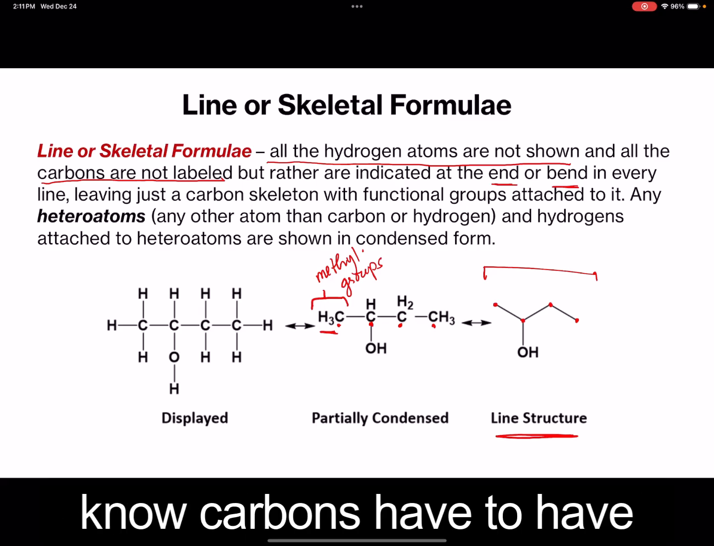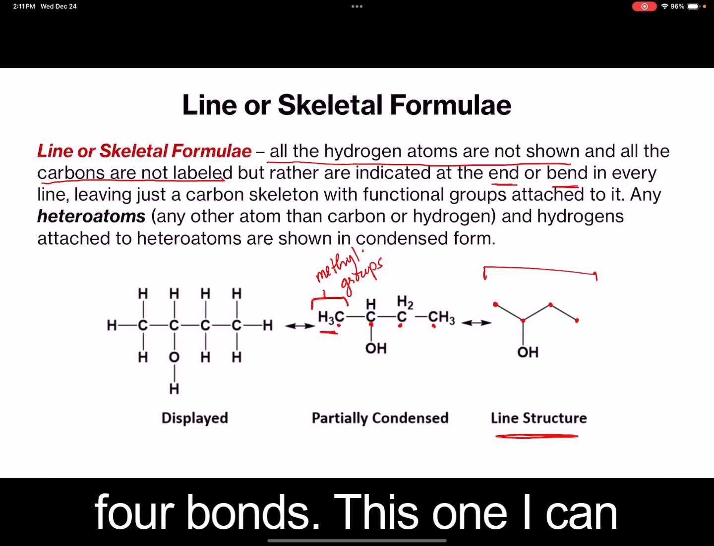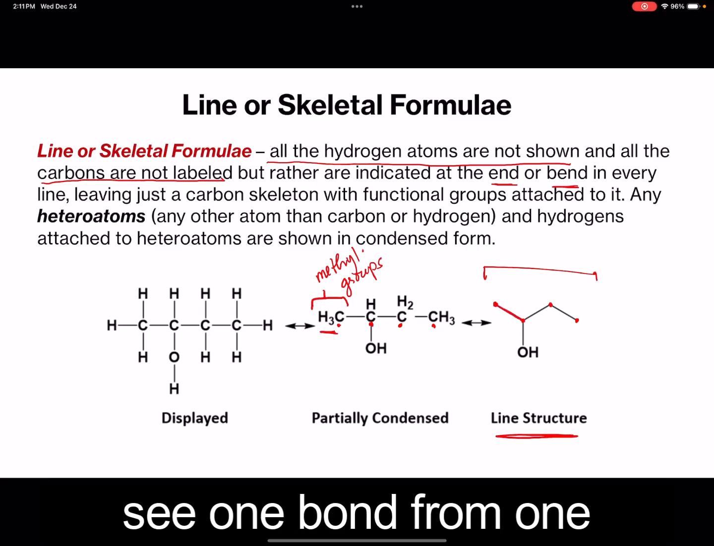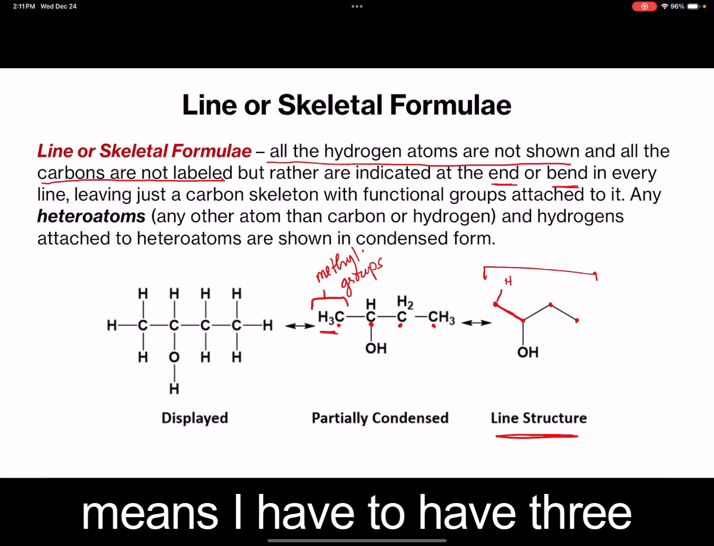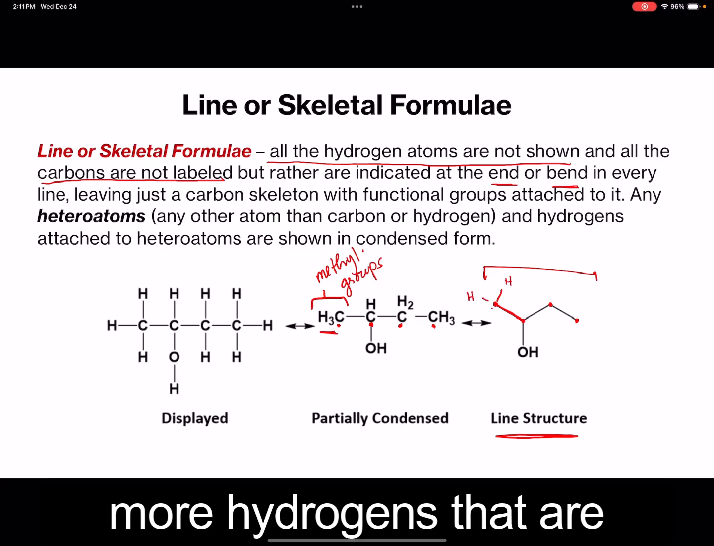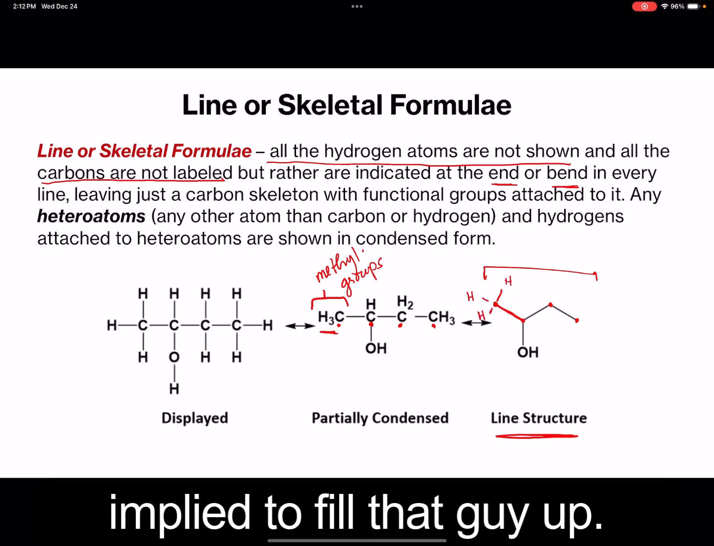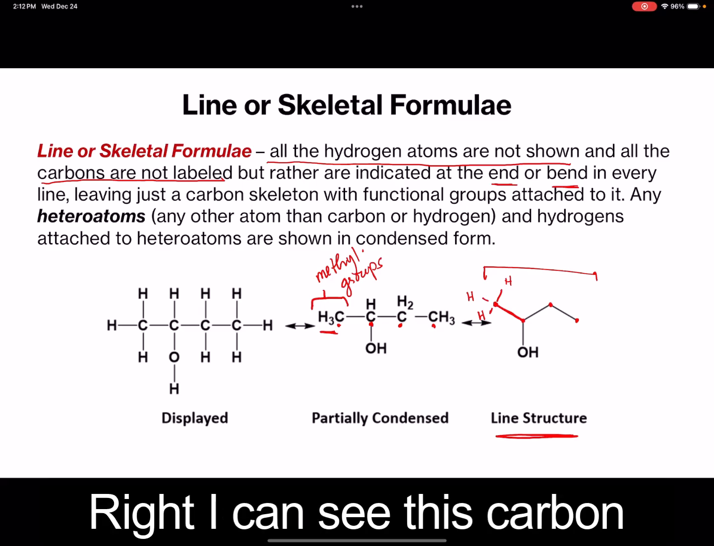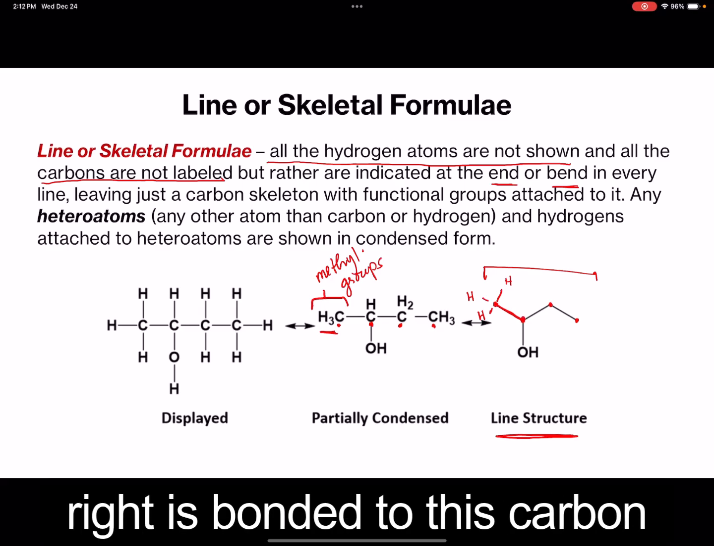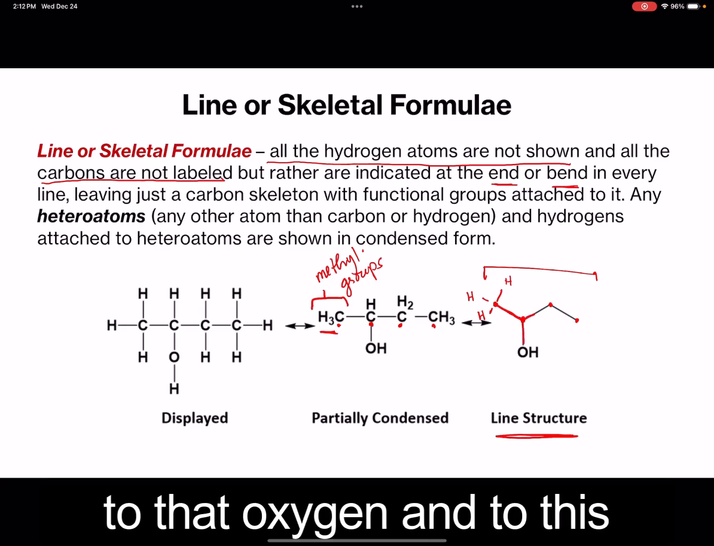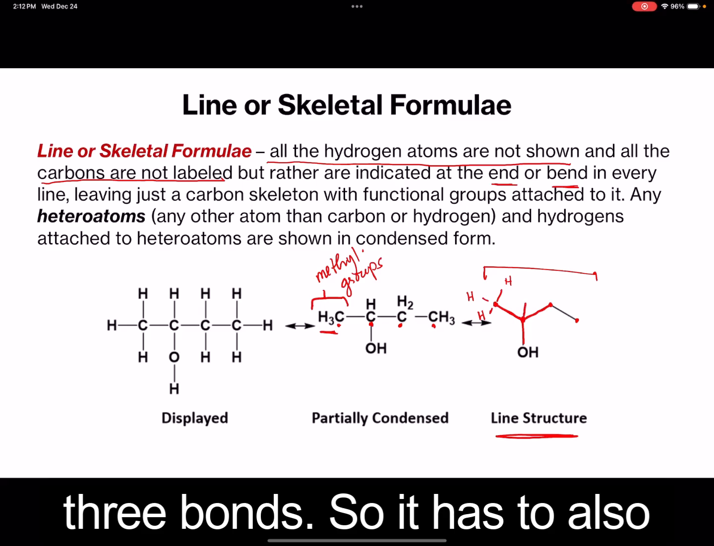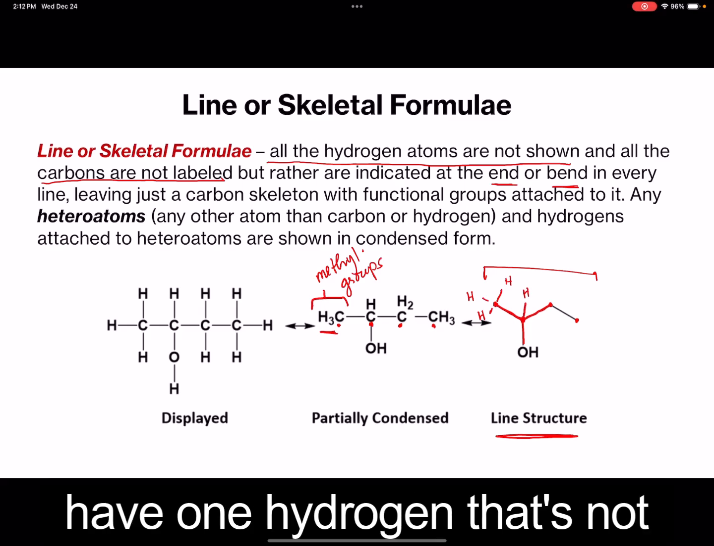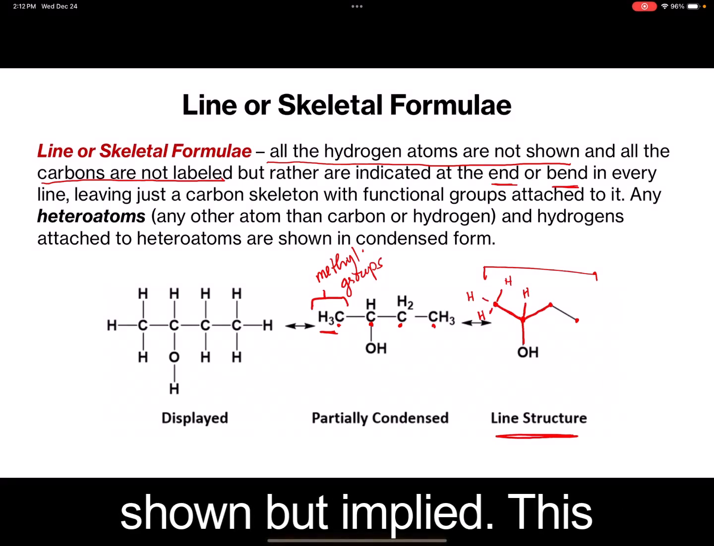And I know carbons have to have 4 bonds. This one I can see 1 bond from one carbon to another. That means I have to have 3 more hydrogens that are implied to fill that guy up, right? I can see this carbon is bonded to this carbon, to that oxygen, and to this carbon over here. That's 3 bonds. So it has to also have 1 hydrogen that's not shown but implied.